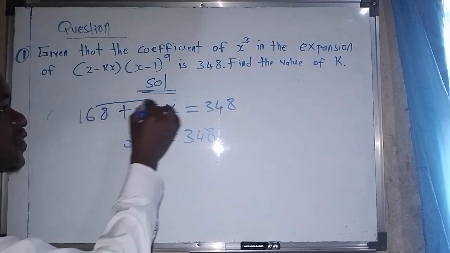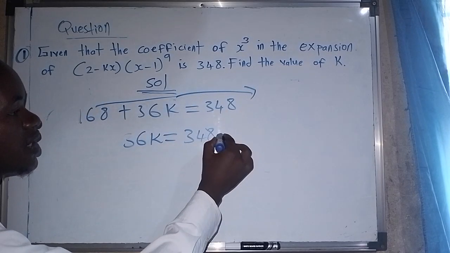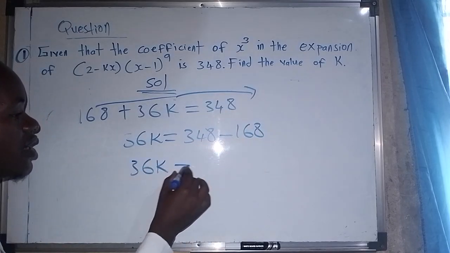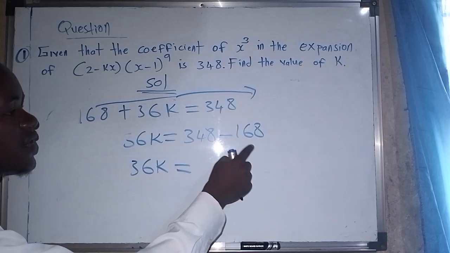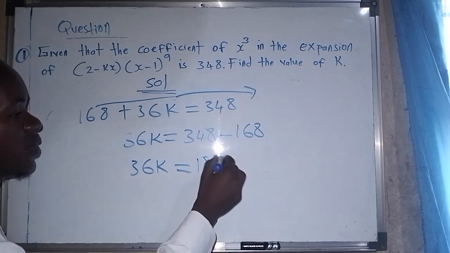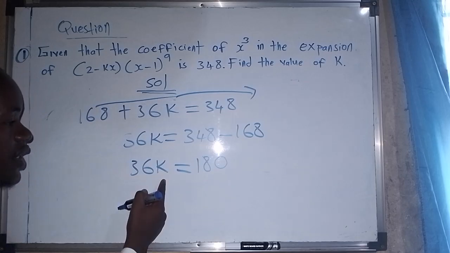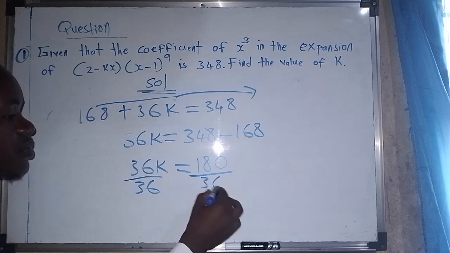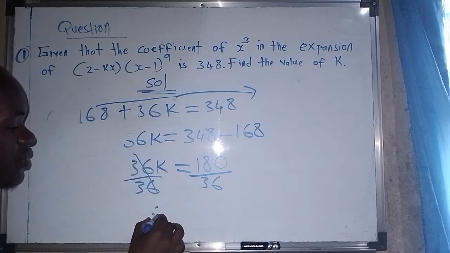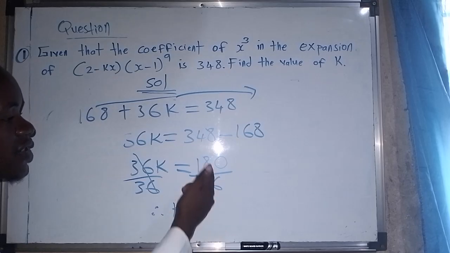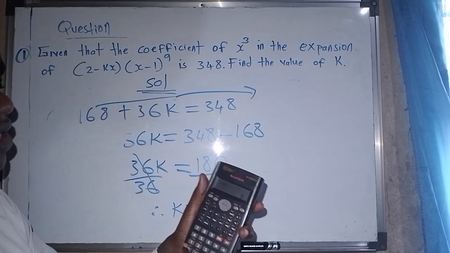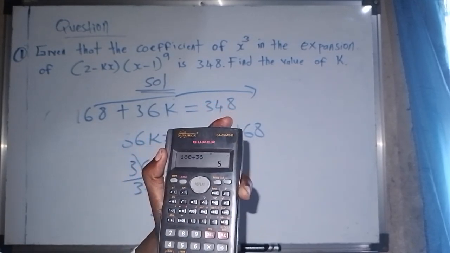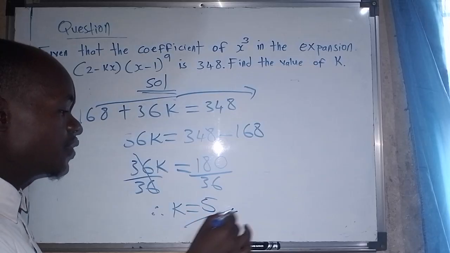Now this 168 will go to the other side, it will become negative 168. So we have 36k equals 348 minus 168. It will give us 180. To completely find the value of k, we divide both sides with 36. We cancel. So therefore k is equals 180 divided by 36. So we just say 180 we divide with 36, we get a 5. So there you see a 5.